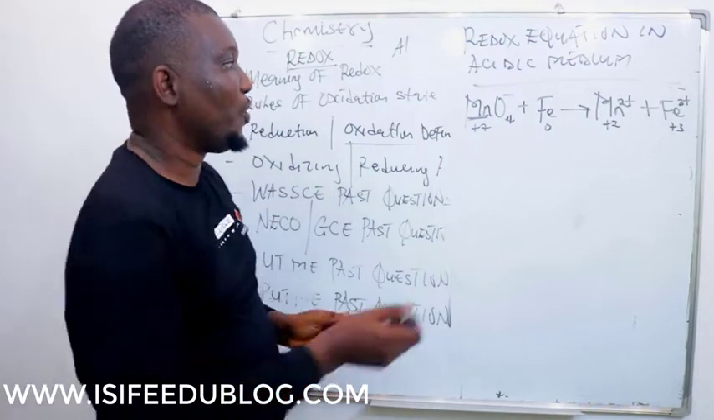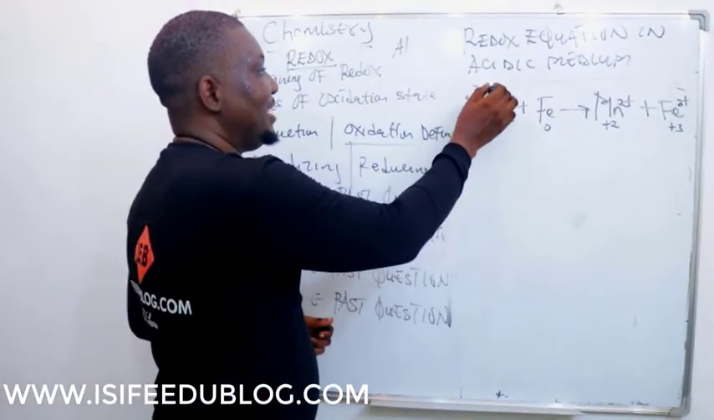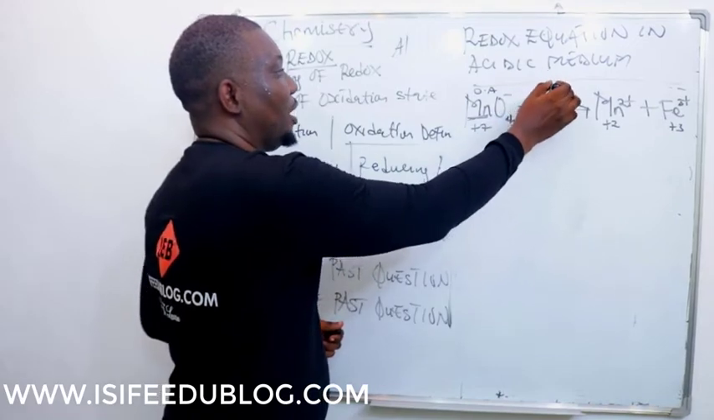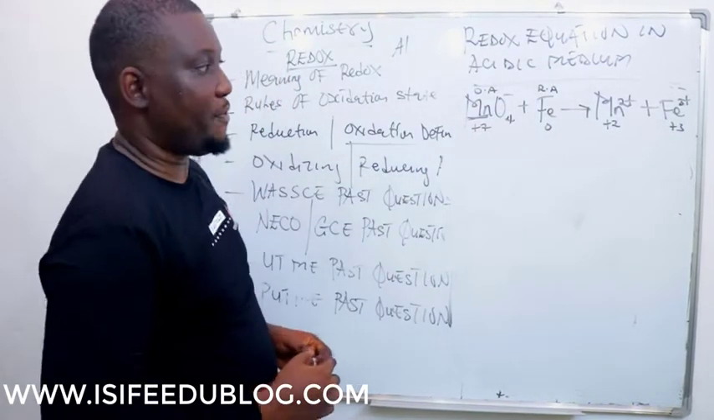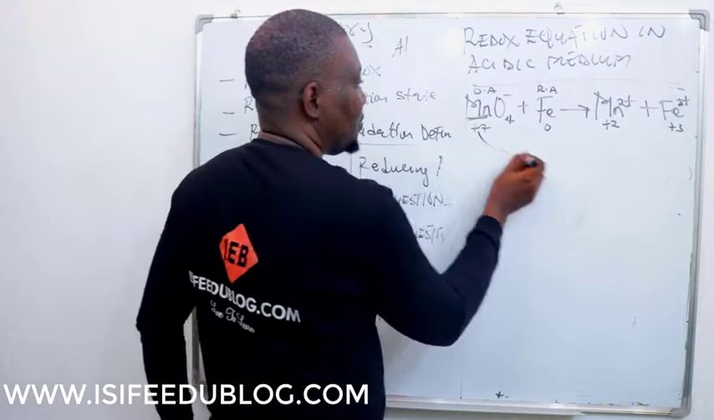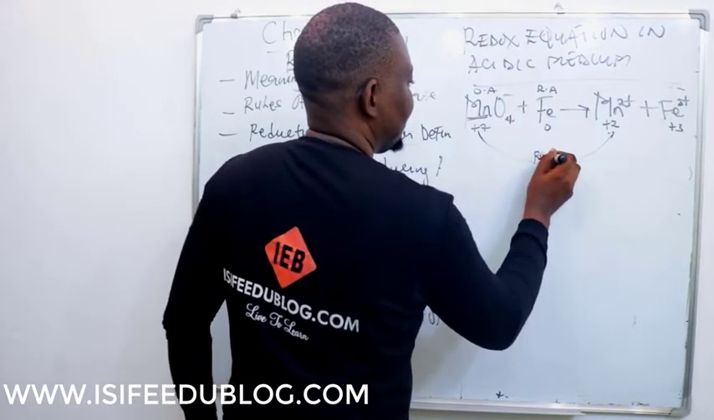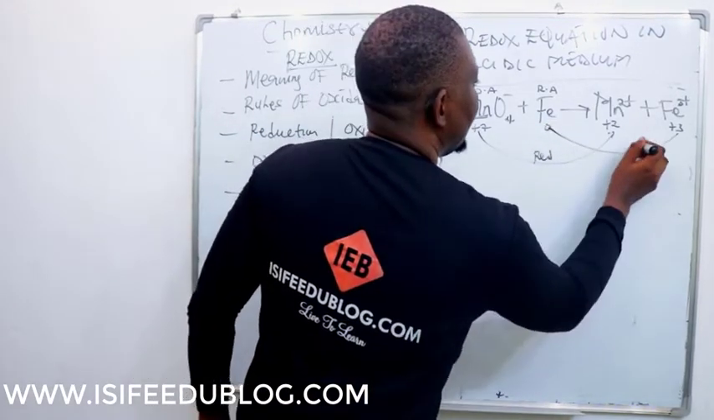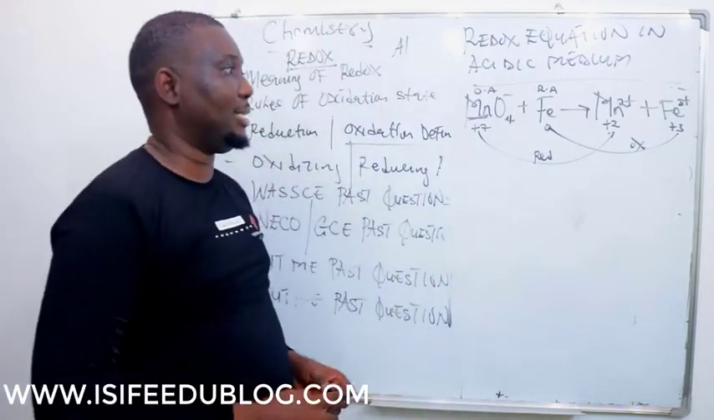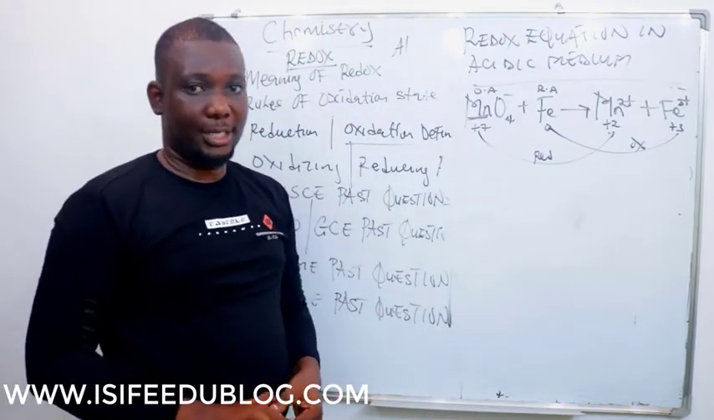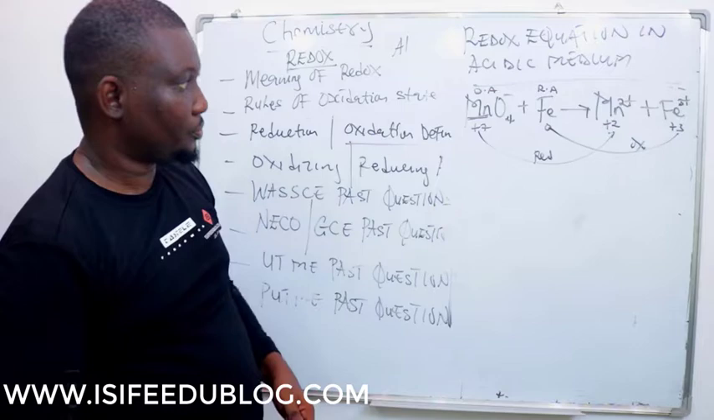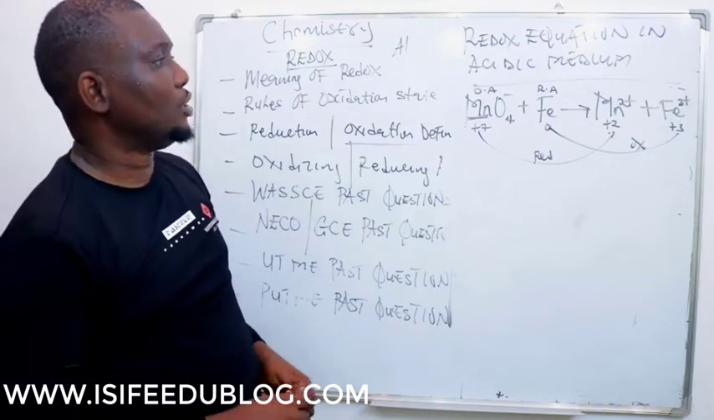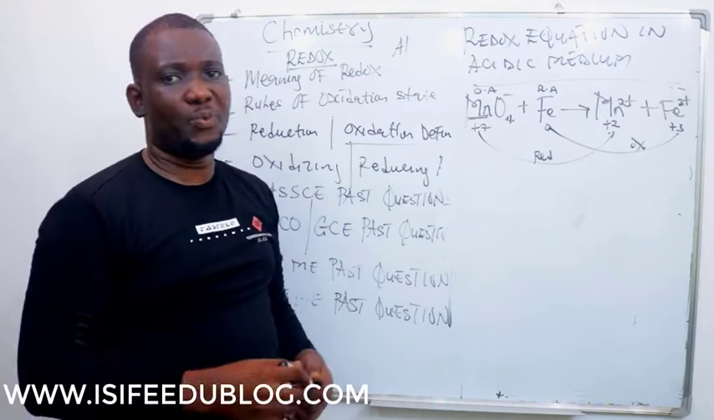So MnO4 minus is the oxidizing agent, and this is the reducing what? Agent. But from the reaction, you now discover that from here to here is reduction, then from here to here is oxidation. So this reaction entirely is a redox reaction. Okay. Now we have to write this equation.